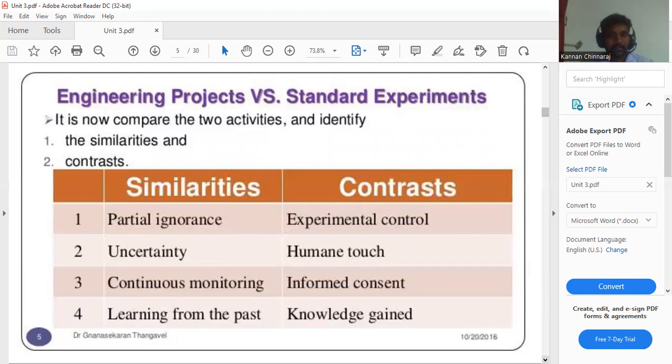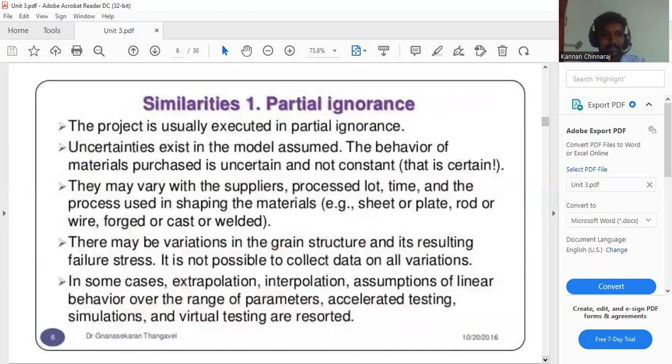Now let us compare the two activities and identify the similarities and contrasts. In similarities: first one is partial ignorance. Second one is uncertainty. Third one is continuous monitoring. Fourth one is learning from the past. In contrast: first one is experimental control. Second one is human touch. Third one is informed consent. Fourth one is knowledge gain. These are all the similarities and contrasts.